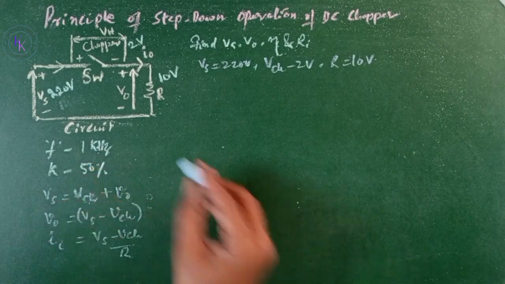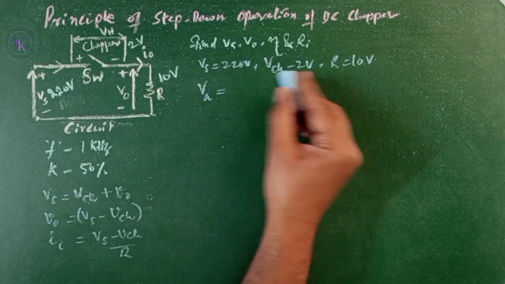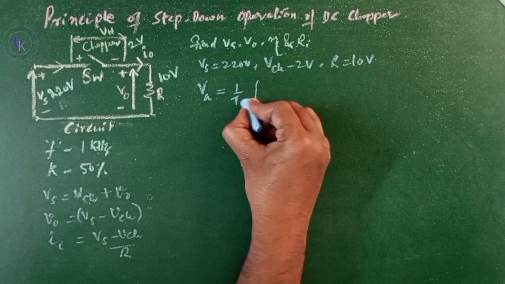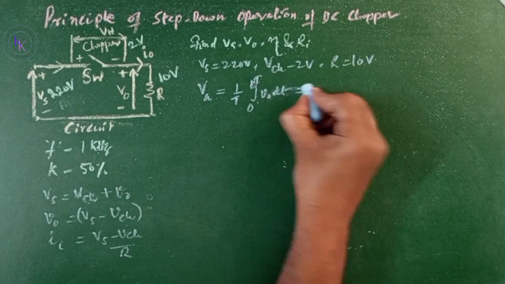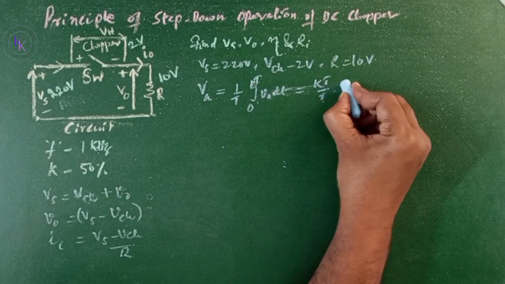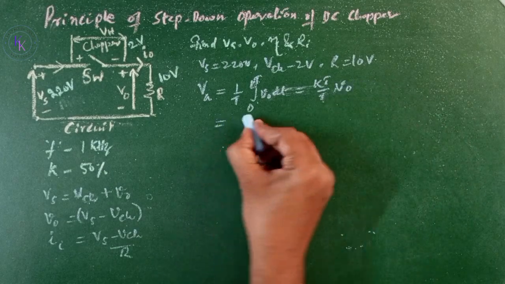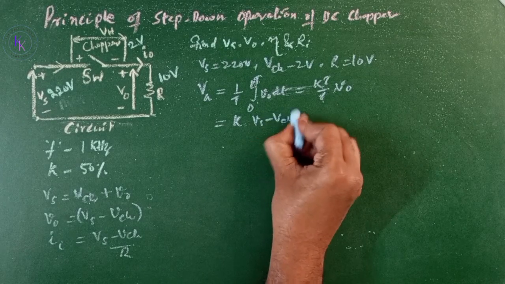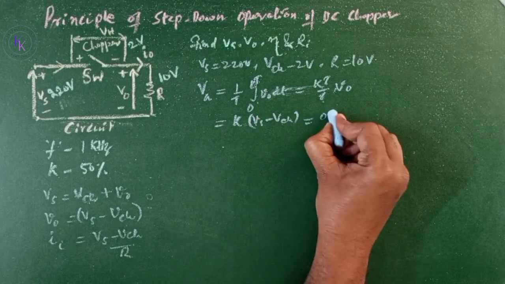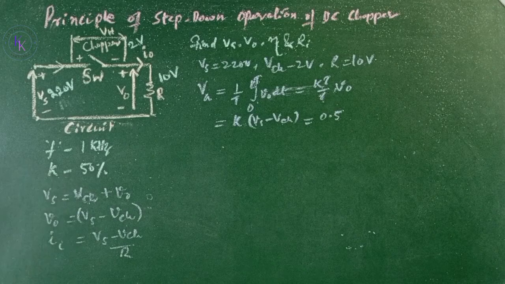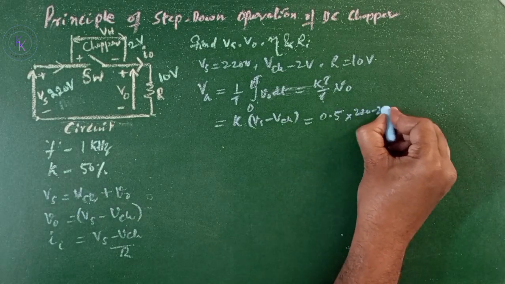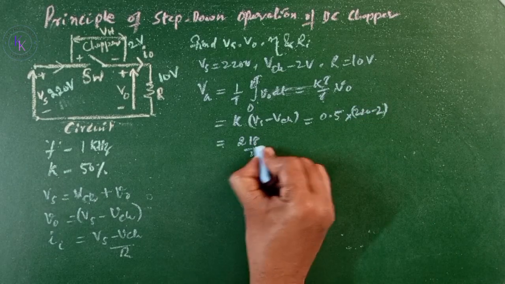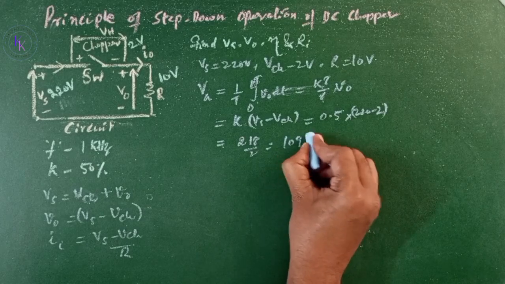The duty cycle is 50%. Average output voltage is given by 1 by T integral 0 to kT of V0 dt, that equals kT by T of V0, that equals k of Vs minus Vch, that equals 0.5. Since the duty cycle is 50%, 220 volts minus 2 volts, 218 by 2, which equals 109 volts.